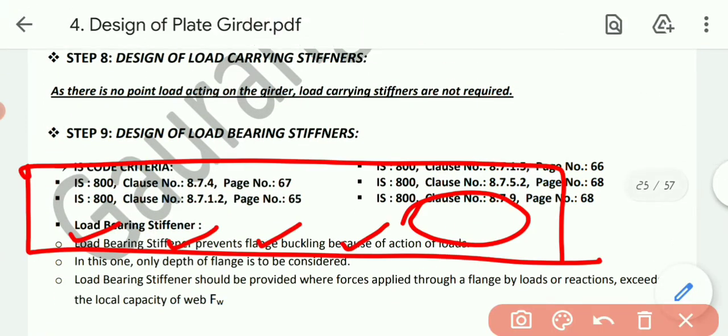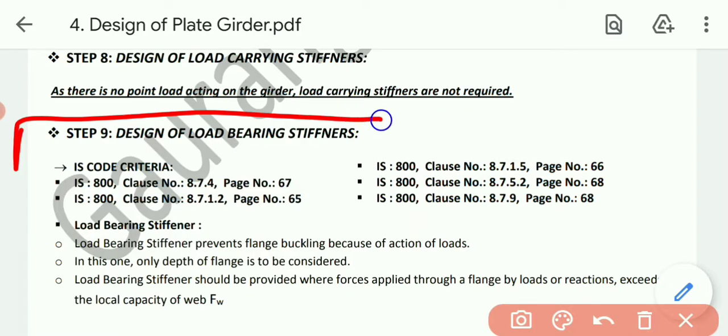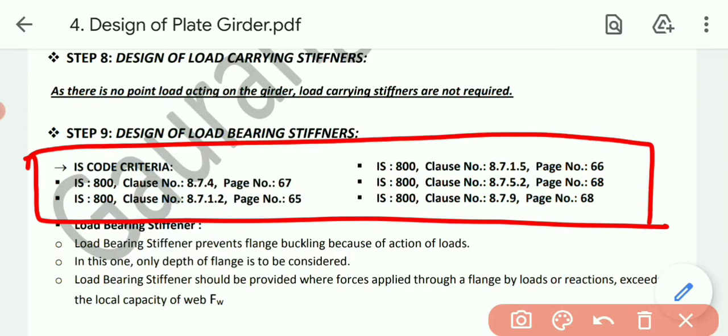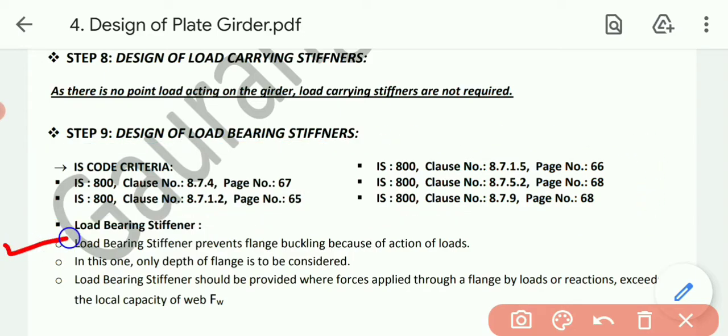Then the next step, step number 9, design of load bearing stiffener. First of all, these are the core criteria which we are going to use. In case of the load bearing stiffener, it prevents the flange buckling because of the action of load. So ultimately it will prevent the flange buckling. In this one, only the depth of the web is to be considered.